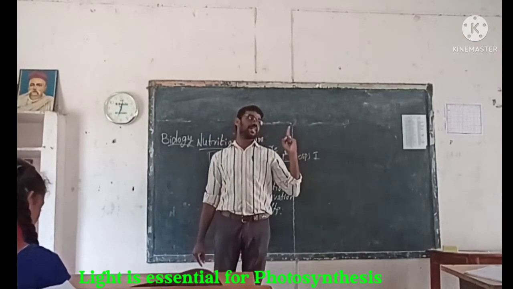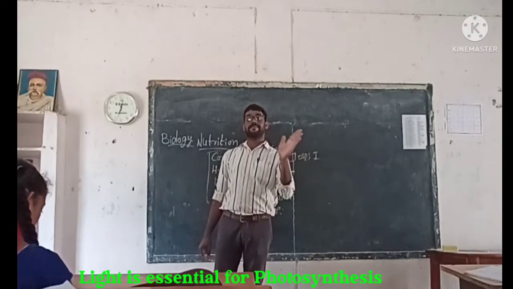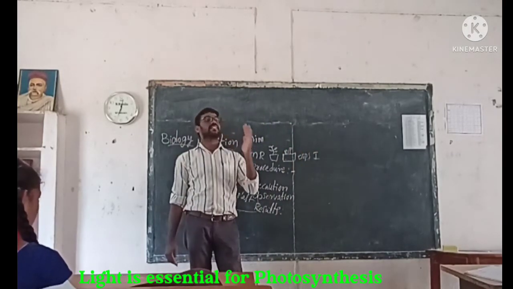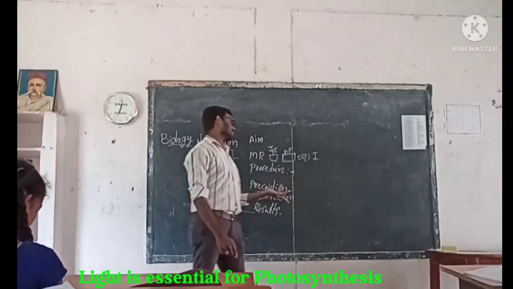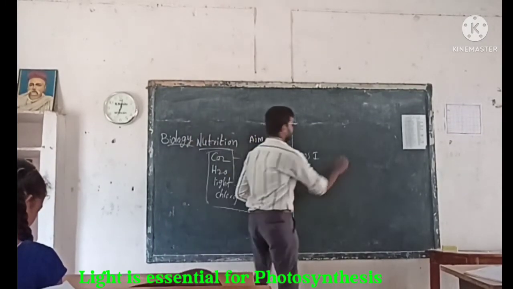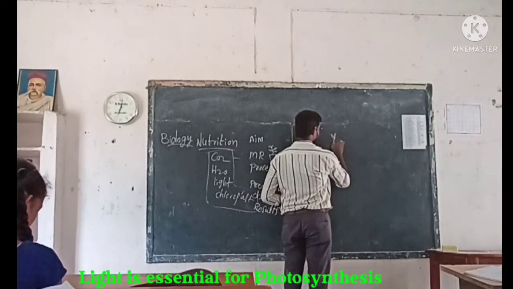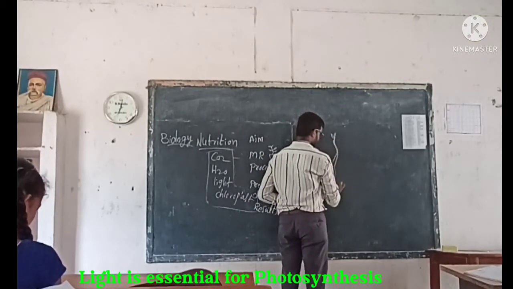This is also one more question. Why do we keep plants in the dark room? It removes the starch already present in the plant. After that, you have to take one plant. Which plant? Potted plant.